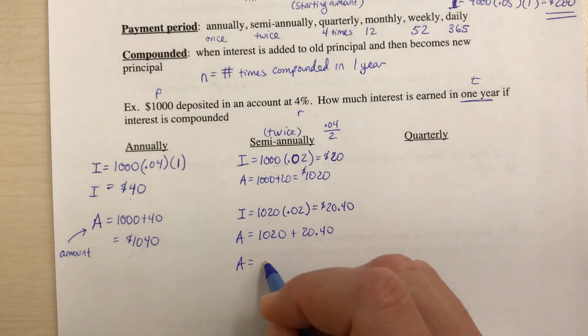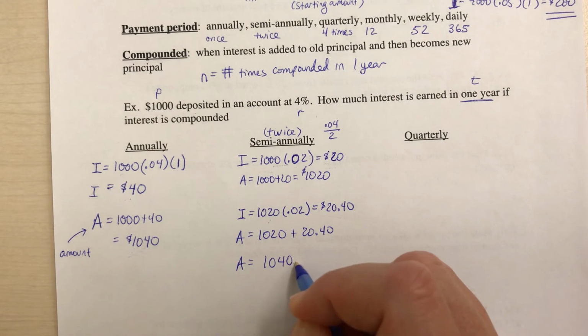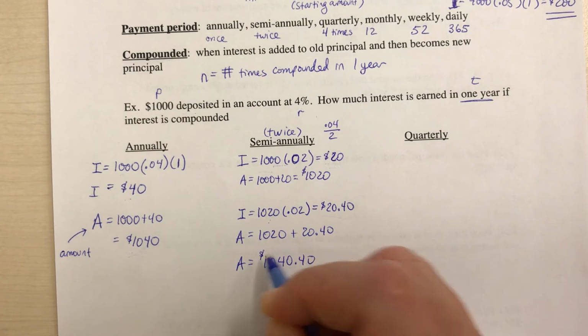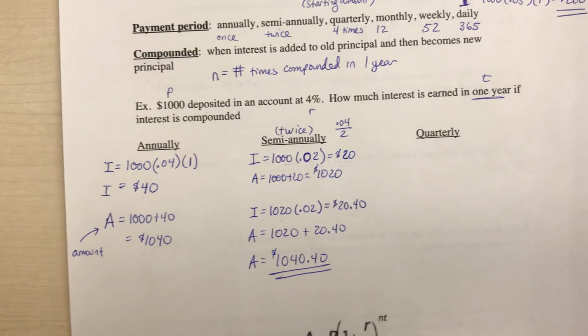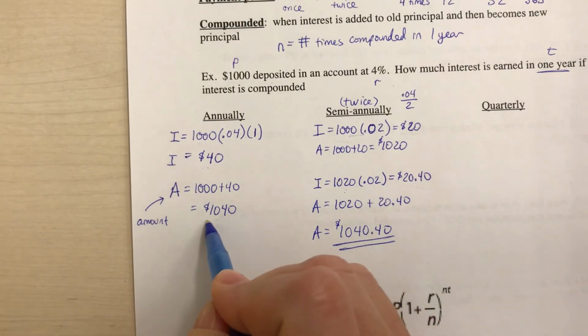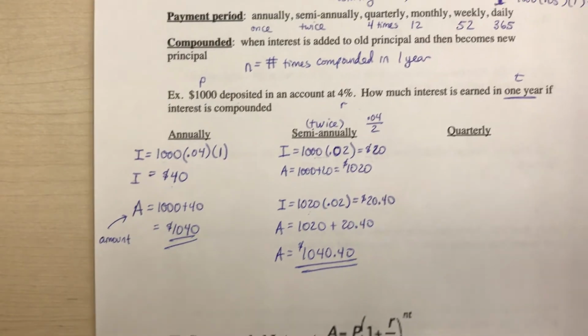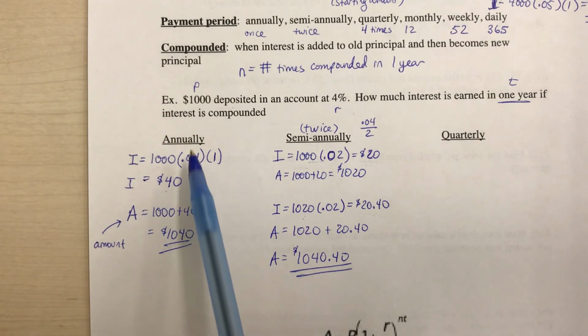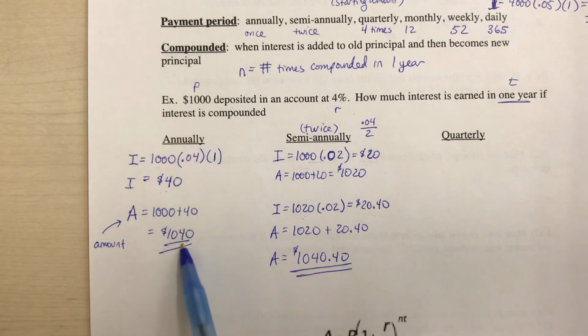And so the amount would be $1,040.40. Okay, now look at what happens here. If we only compound interest one time a year, if we do it annually, this is the amount we end up with. But if we do it semi-annually, if we calculate it twice, we actually end up with some extra money. We get a little bit more.